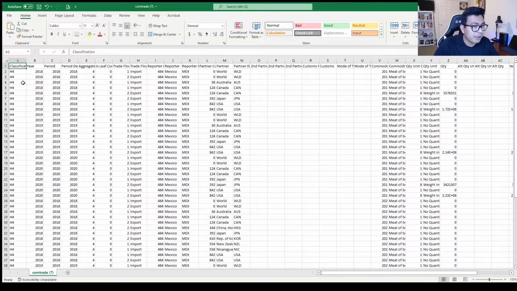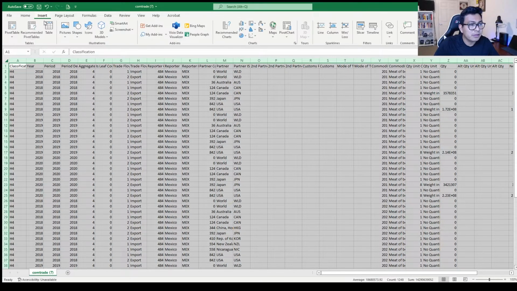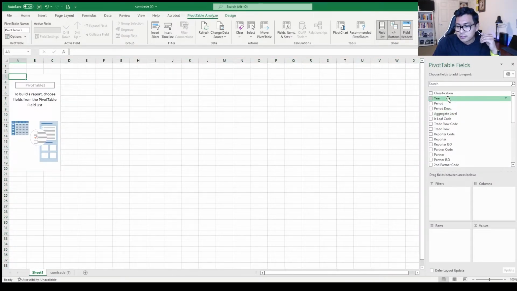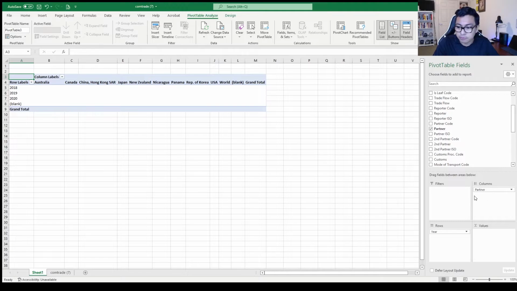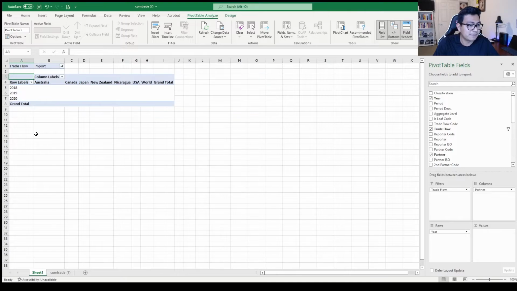Let's do some very basic analysis. Let's select everything and let's create a pivot table. So I want to analyze by year, what is happening every year. I don't think reporter is necessary because we only have one reporter, which is Mexico, so we don't need to put it. But partner, of course, is very important here. The trade flow as a filter. Let's do a quick analysis about the imports, Mexico.